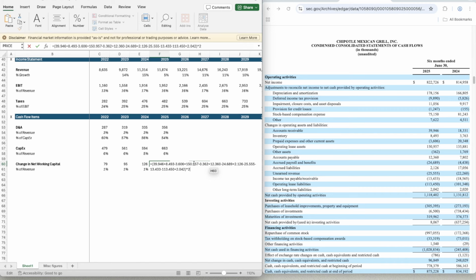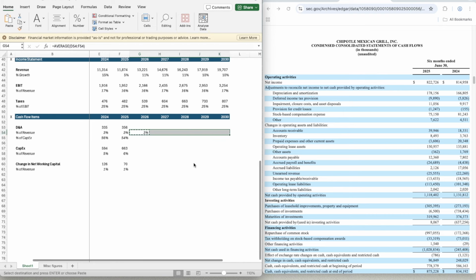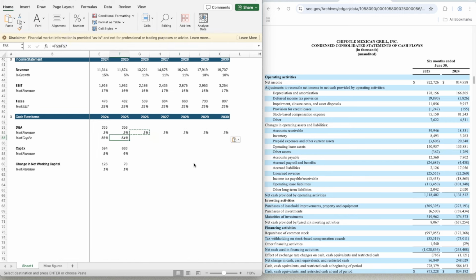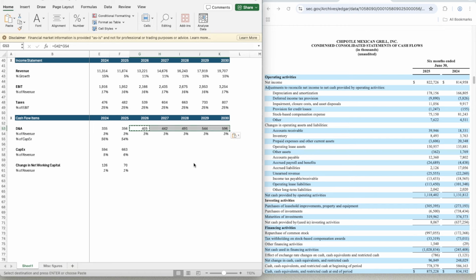Then we multiply it by 2 to give us the full year. And yeah, it's about 70. That's what I got in my trial run. So yeah, I'm happy with that. Now, to forecast what each of these cash flow items is going to be going forward, we just take the average from the previous years and we multiply it by the revenue. We do the same.